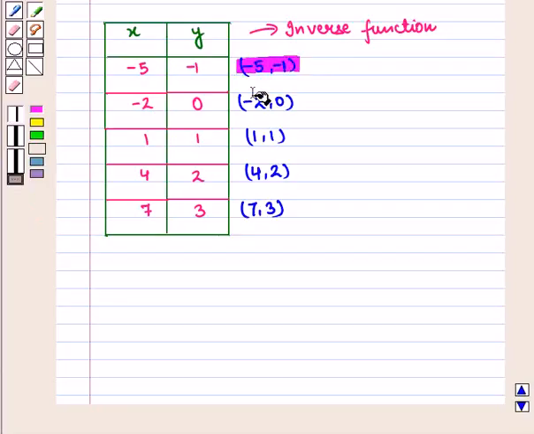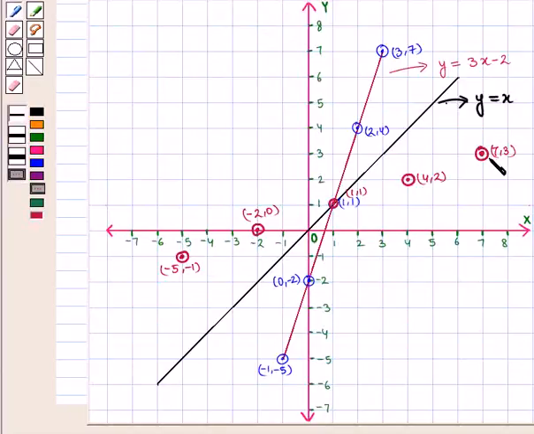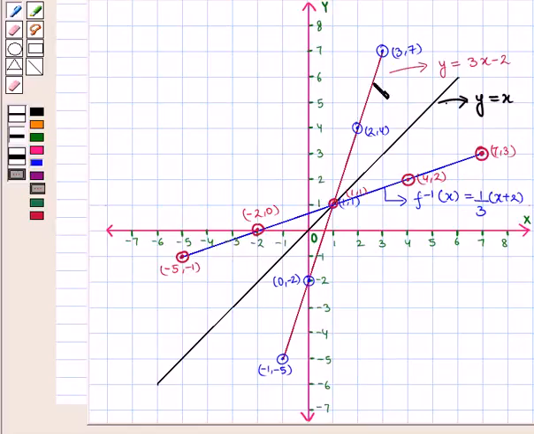Now, let us plot these points on the coordinate plane. Here we have plotted all these points on the coordinate plane, and now we join these points. Now, this is the required graph for the inverse function given by f inverse of x is equal to 1 by 3 into (x plus 2) the whole. Thus we see that the two graphs are mirror images across the line y is equal to x.